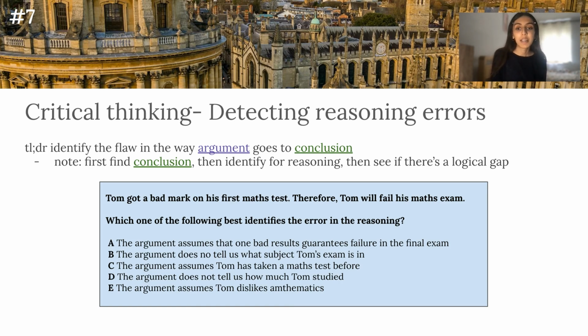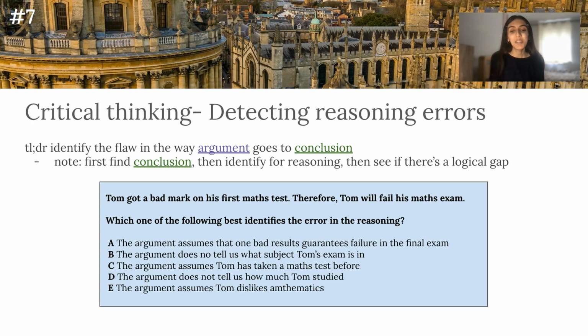So if we look at my example, Tom got a bad mark in his first maths test. Therefore, Tom will fail his maths test. Which one of the following best identifies the error in the reasoning? A. The argument assumes that one bad result guarantees failure in the final exam. B. The argument does not tell us what subject Tom's exam is in. C. The argument assumes Tom has taken a maths test before. D. The argument does not tell us how much Tom studied. Or E. The argument assumes Tom dislikes mathematics. Wow, there's a lot of spelling errors on that thing.